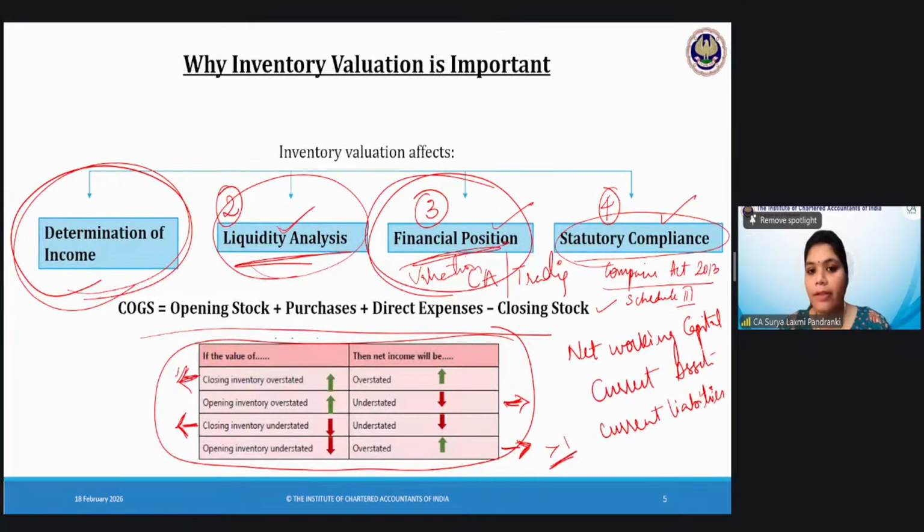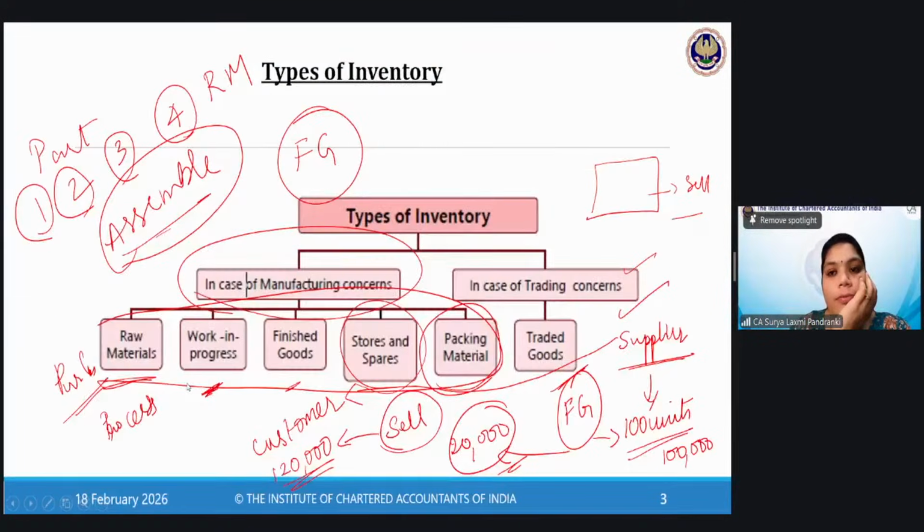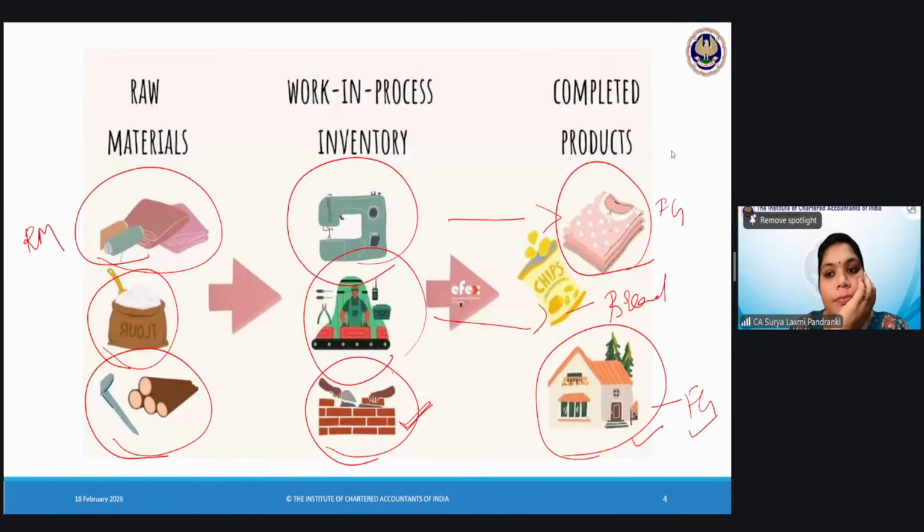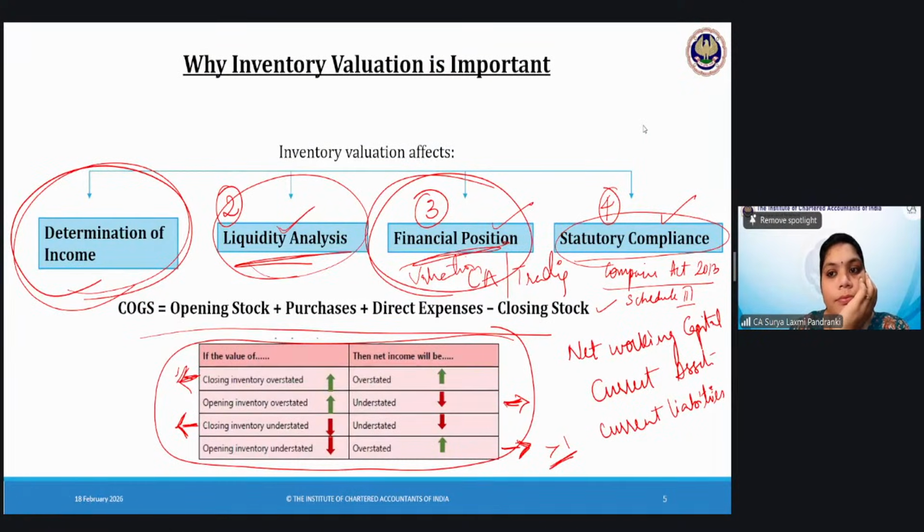I'm assuming you're clear. Any questions? Maybe we'll see in the end if you're still having questions on this. But I think till now we just discussed the definition. Yeah, Reshma is talking. Reshma, you have something to ask? Fine. I'll move on.